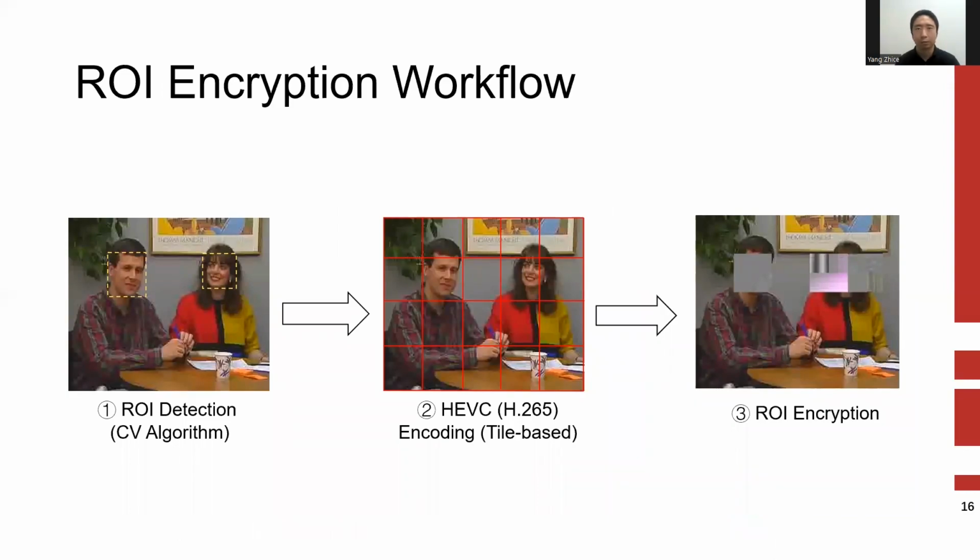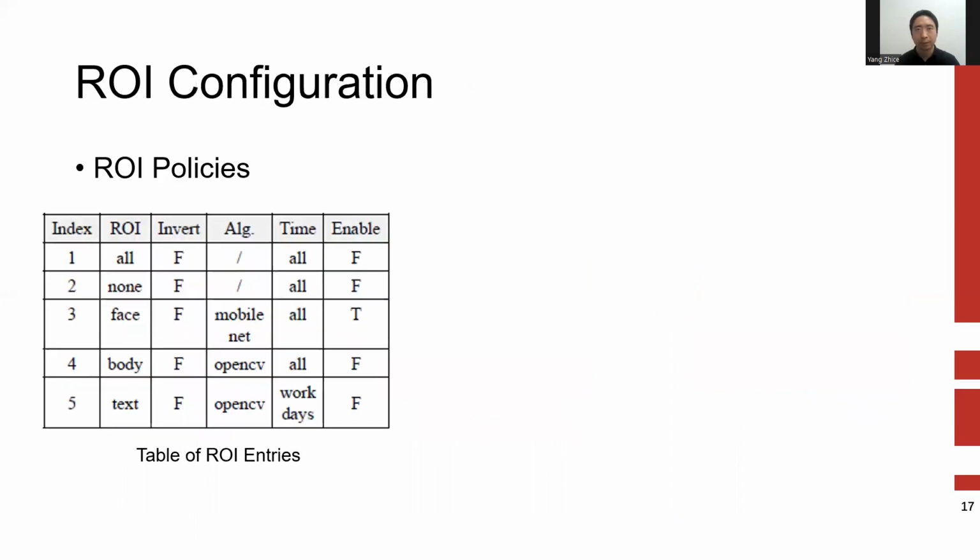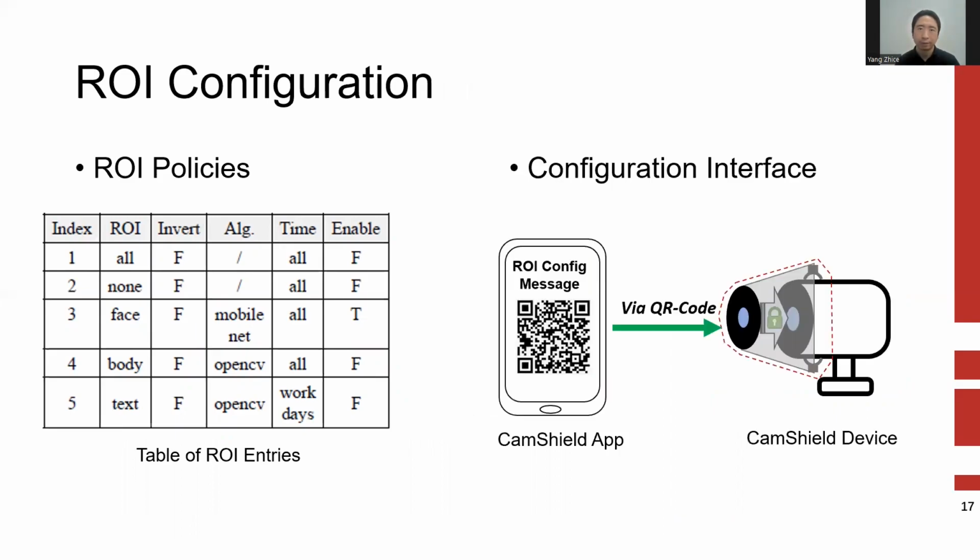It allows the user to specify the areas they would like to protect. These areas are called regions of interest, or ROI. We use the latest computer vision algorithms to automatically detect the ROIs in video frames. Then the areas are encrypted accordingly. The user specifies the ROI areas by configuring the policies of the CamShield. For example, the time column and the enable column determine when and whether the corresponding ROI entry should be protected. To configure the policies, the user shows a QR code that contains the configuration message to the CamShield camera.